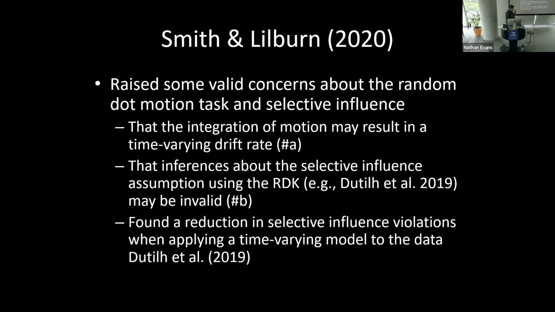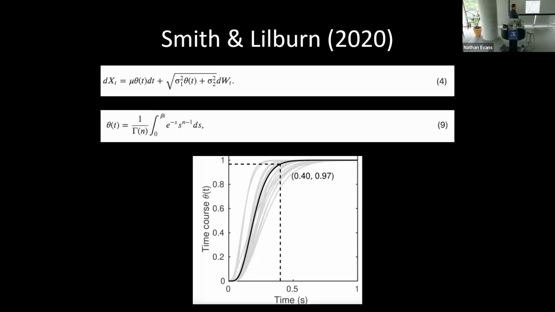And they made what people have interpreted as general conclusions against using random dot motion tasks, or at least against using them if you're not using time varying drift rate models, right? To give you a quick rundown, I won't go through all of it, but essentially this is the kind of differential equation. It's like a standard diffusion model, but now you've got this time varying parameter, which varies over time. So you've got time varying drift and time varying noise, which varies according to this function.